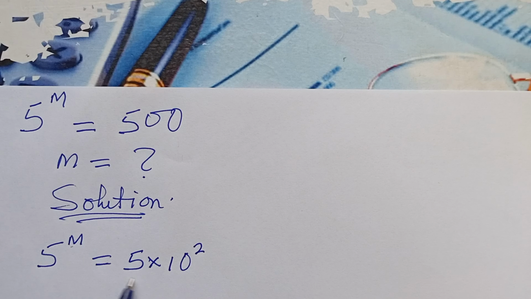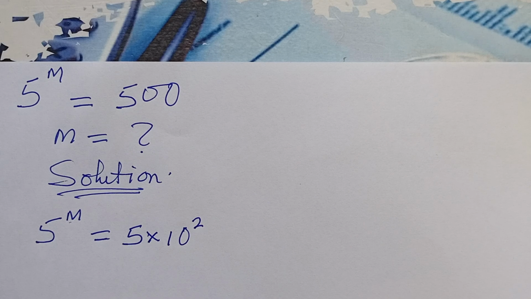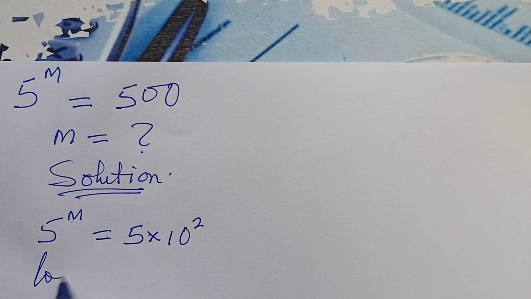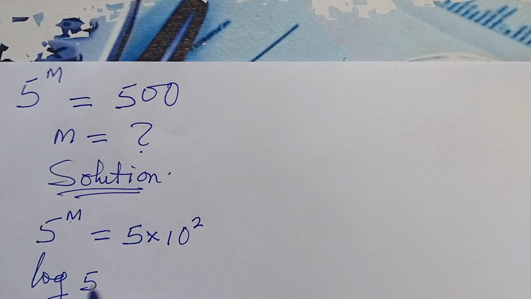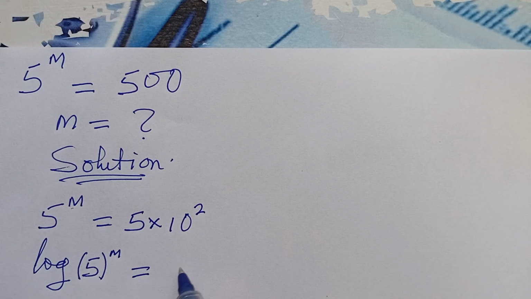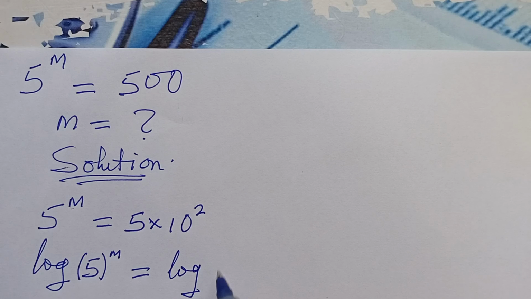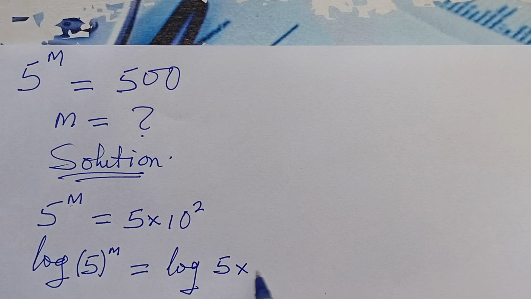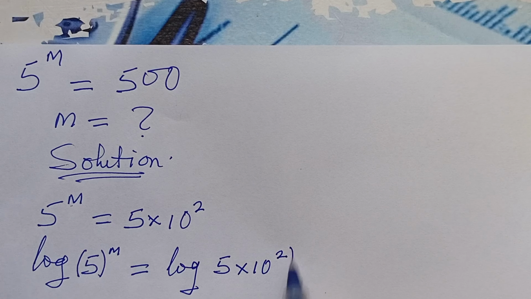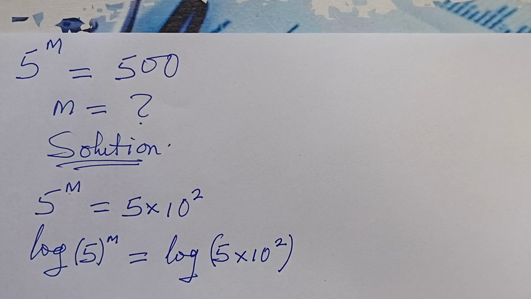Here is to the power of 1 and this to the power of 2. But here we have 10, this is 5, and this is also 5. So what we do here is simple. We take the log to base 10 on both sides of the equation. So this is going to give us the log of 5 to the power of m, base 10, equal to the log of 5 times 10 raised to the power of 2, in base 10.